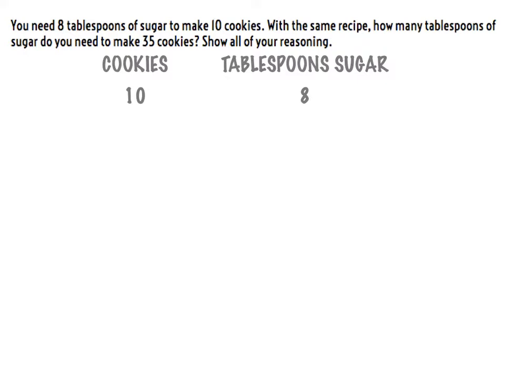Well, to get up to 35 cookies, you would need to multiply by 3.5 because 10 times 3.5 is 35 cookies. So we've scaled now. We've scaled it up by 3.5. When we scale that recipe up by 3.5, that means we're going to need 8 times 3.5 or 28 tablespoons of sugar.